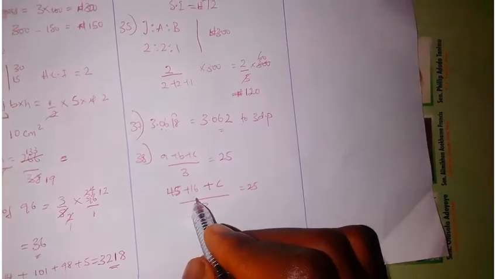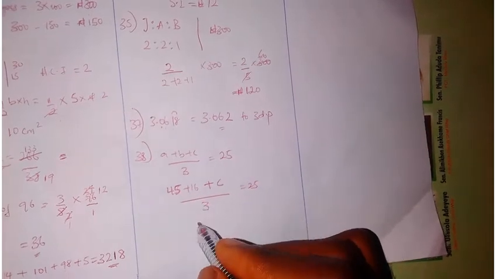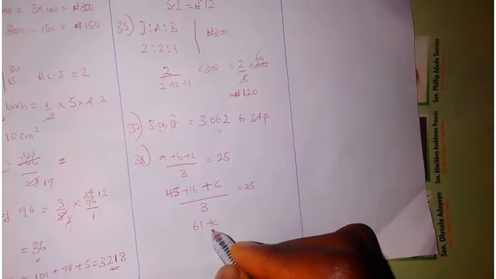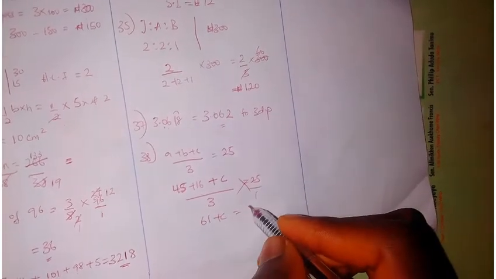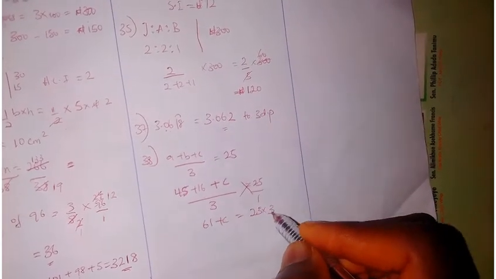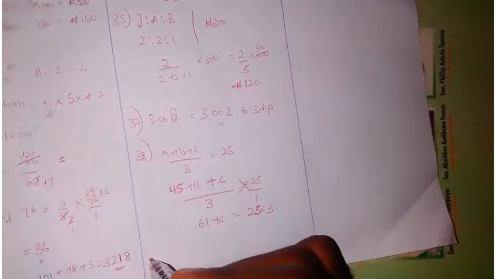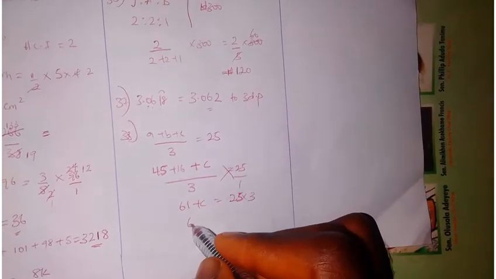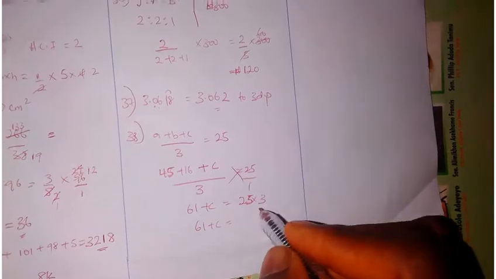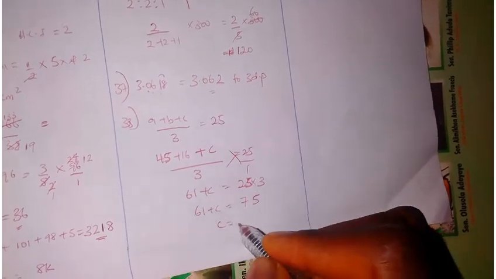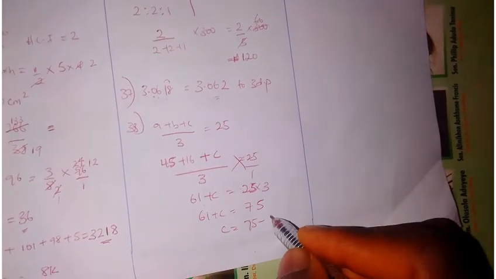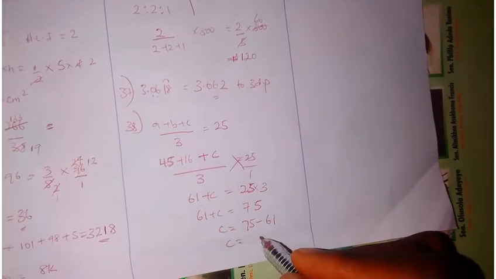Very simple. This plus this is what? That's 61 plus C equals, this is over 1, multiply, equals 25 times what? 3. Okay, so 61 plus C equals what? 3 times 5 is 15, minus 1, 3 times 2, 6 plus 1, 7. 75. C is equals to what? 75 minus what? 61. So C is equals to what? 14. Number 39 question.